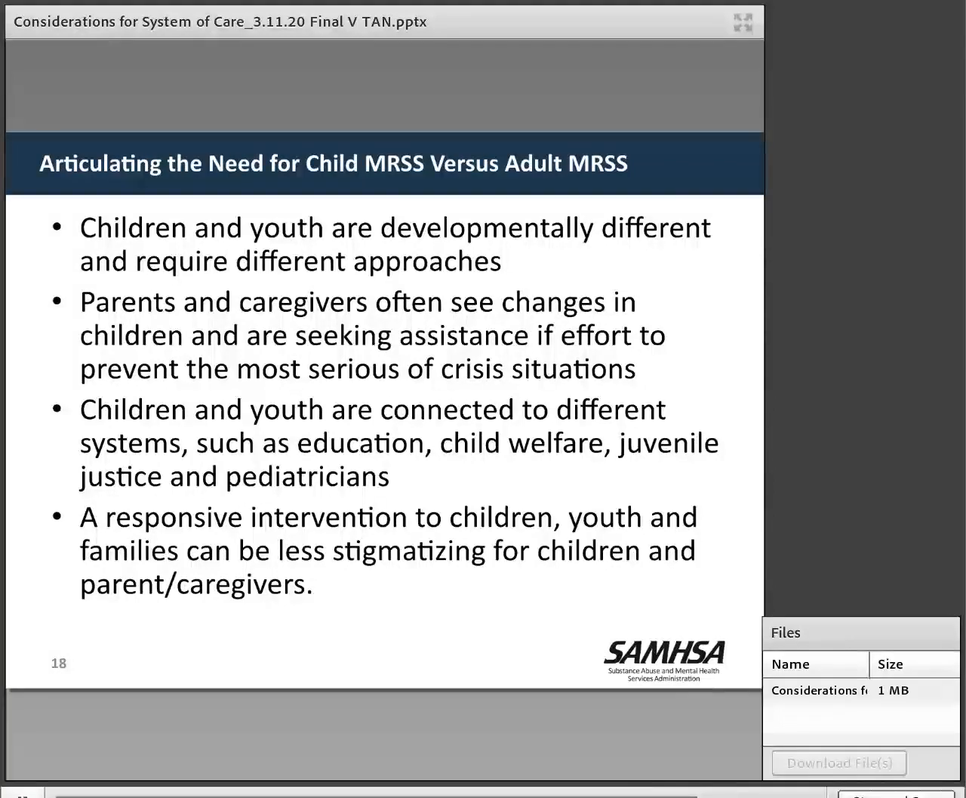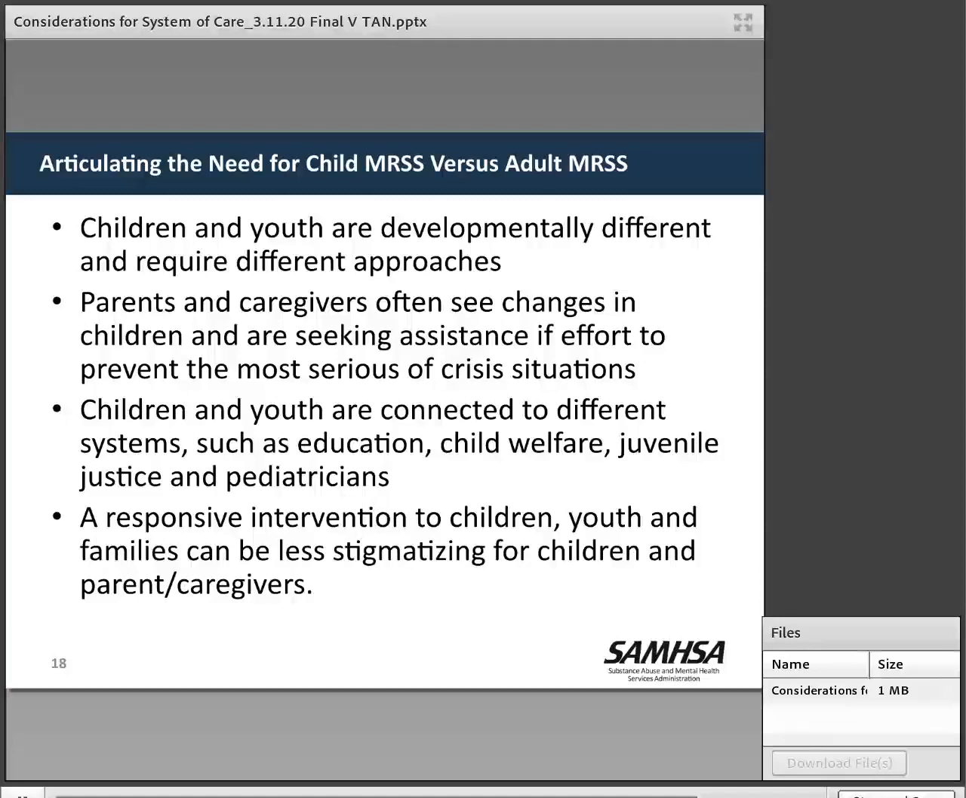So why adult versus child? Why a child mobile response team versus an adult mobile crisis model? First of all, children and youth are developmentally different and require different approaches. What drives the underlying behavior for children can be really different than what drives the underlying behaviors for adults. Parents and caregivers often see changes in those children early and know that it's coming, but they just don't know what to do about it, and they don't know how to reach out for help.